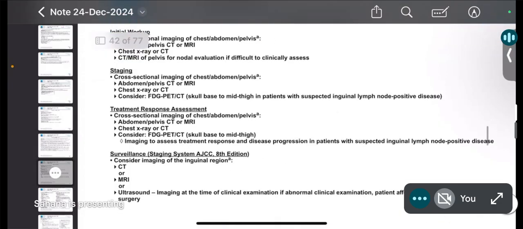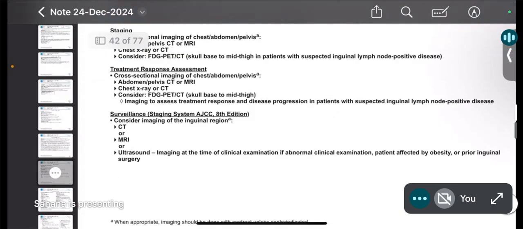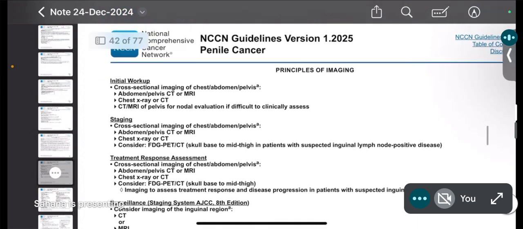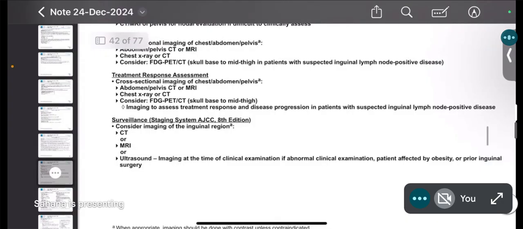Actually, more than T1B only. When there is N plus, you will have to do metastatic workup also. If it is more than T1B, local and metastatic workup you can include.